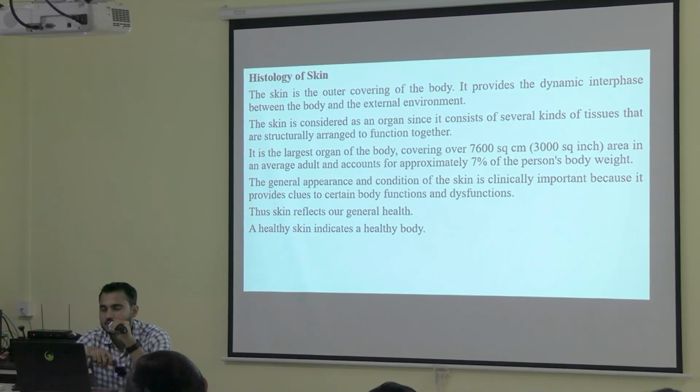Now, why is it called the largest organ? Because it is covering 7,600 square centimeter, almost 7% of the body weight of a person. That's why it is called the largest organ.